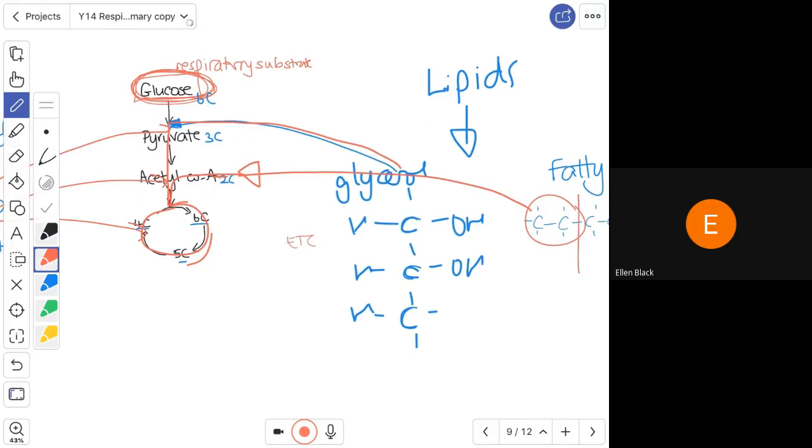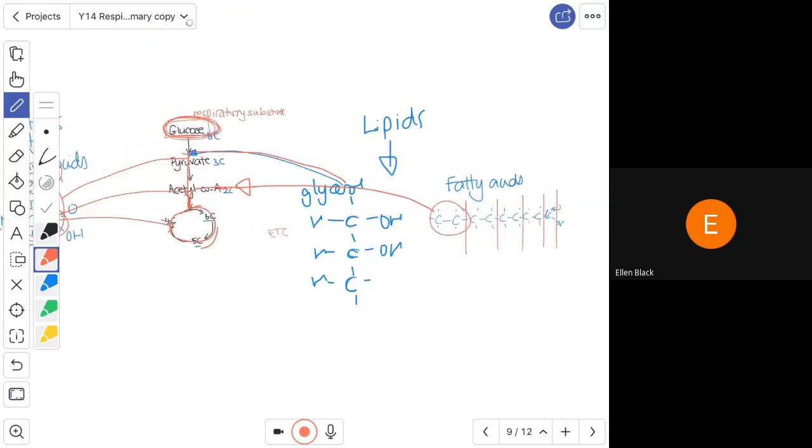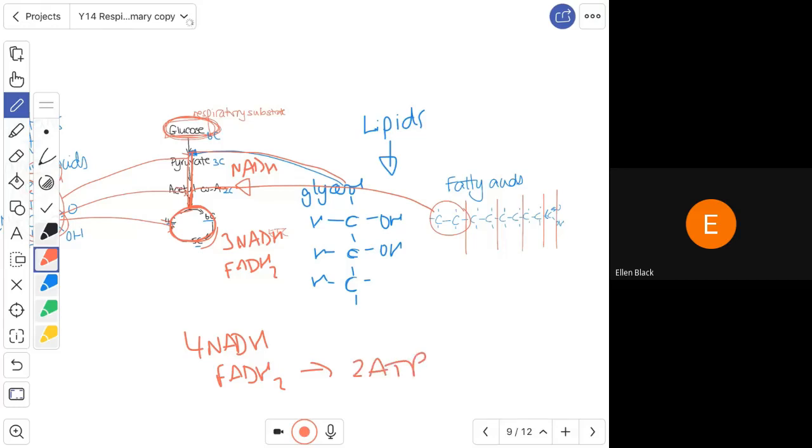Let's just go back to the fatty acids. If you had glycerol joining here and going around here, we're going to get 1 NAD here, 3 NADH there, and an FADH2, because remember it's only going around once. So that gives us 4 NADH and 1 FADH2. That gives us 2 ATP. Each of these gives us 3, so that's going to be 12. That's going to be 14 ATP.